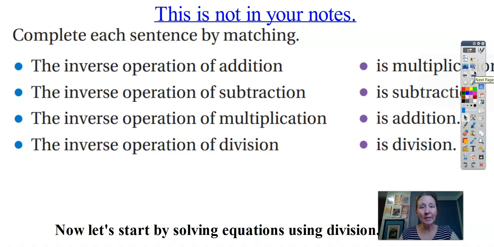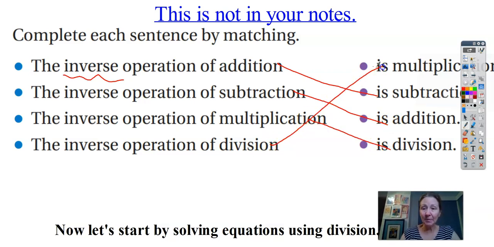I just want you to think about inverse operations. It's the opposite operation, but the fancy math word is inverse. So the opposite of addition is subtraction. The opposite of subtraction is addition. And then we have the opposite of multiplication is division, and the opposite of division is multiplication.